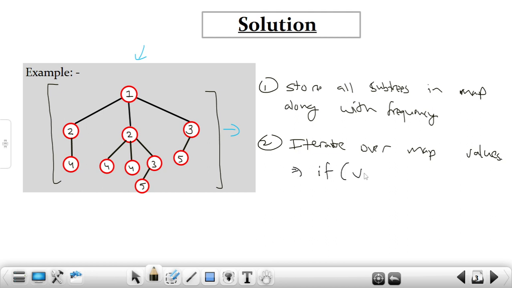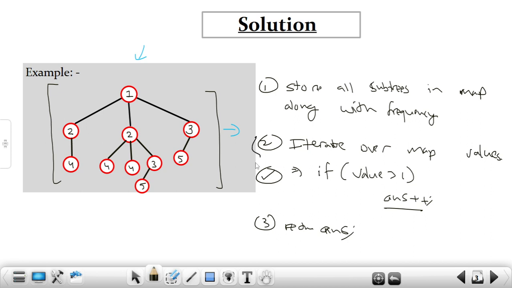If my map value is greater than 1, in that case my answer is going to increase. So for this we need an answer variable which is going to be 0, and at last we just need to return answer, right? Now you can see that we can solve this problem in just 3 steps.